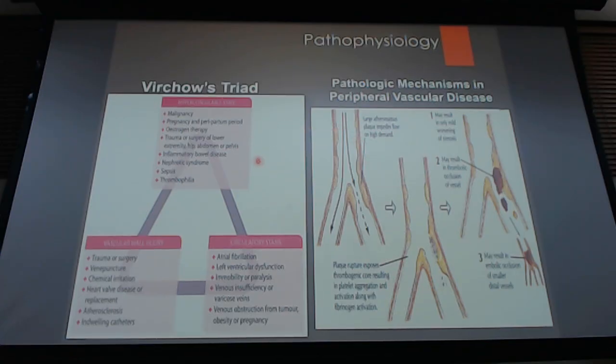This is your Virchow's triad. You'll go over this. Just understand that there are different disease states that can contribute to the patient forming a clot. So these are things that can increase thrombosis. There are essentially three different categories: hypercoagulability, hemodynamic changes, and endothelial injury or dysfunction.